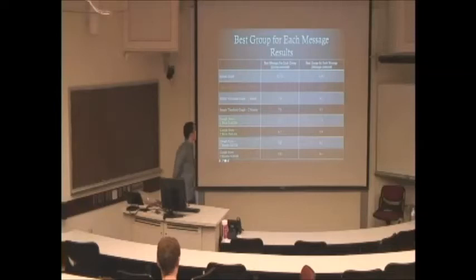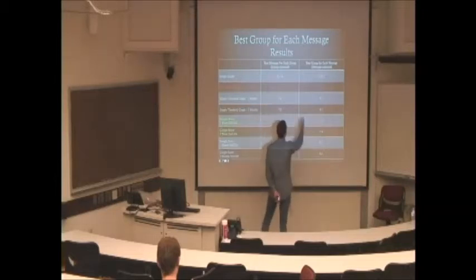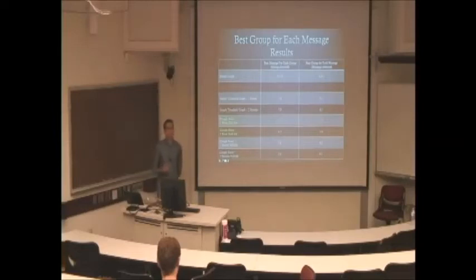So here are some of the results that we got. In the green here were the best methods using both metrics. And in general, this column is going to have a lower average than this column, because it's easier for one group to fit a certain message than for a message to fit a particular group.